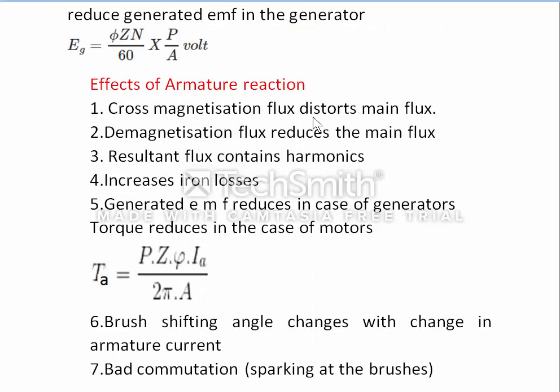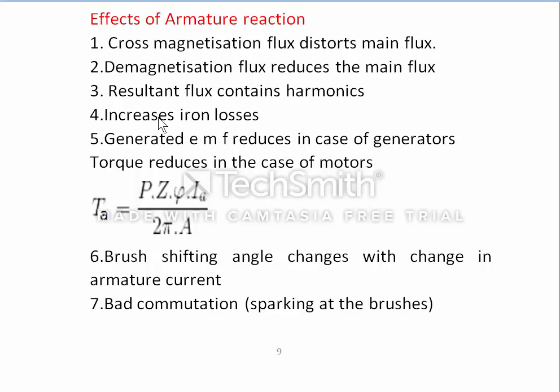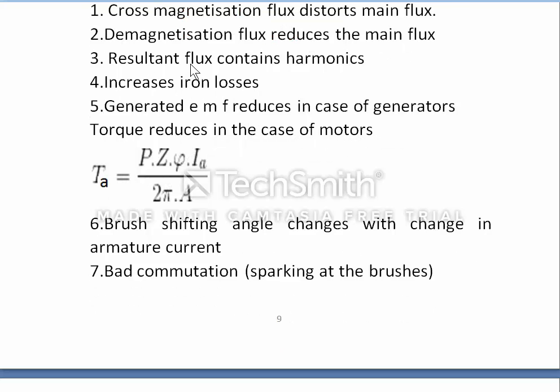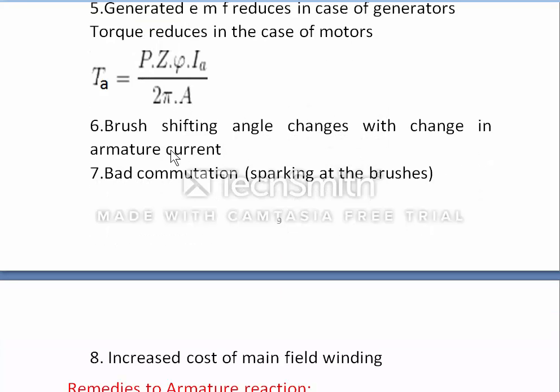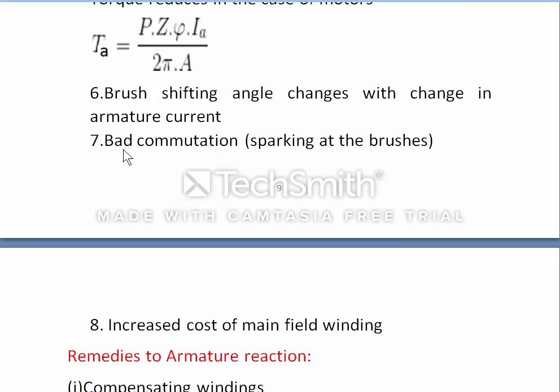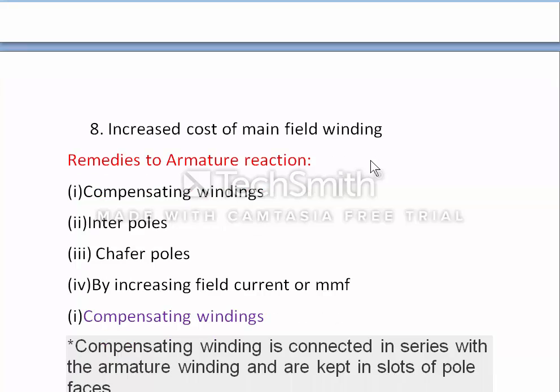Then the effects of the armature reaction. Cross magnetization flux distorts the main flux. Demagnetization flux reduces the main flux. Resultant flux contains harmonics, which increases the iron losses. Then generated EMF reduces in case of generators. In case of motors, the torque is reduced, because the flux reduces, so automatically torque also reduces. Then the brush shifting angle changes with change in armature current. Next, bad commutation, sparking at the brushes. Next, increased cost of main field winding.